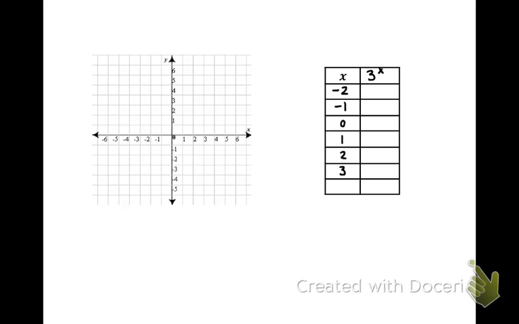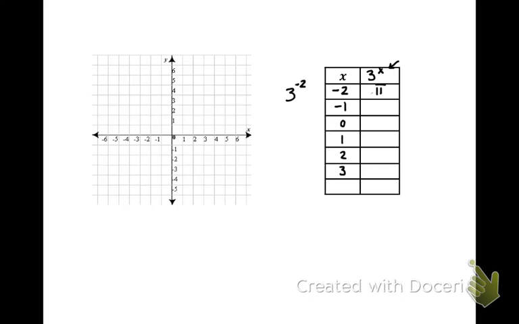So what you do is you take your x values here and you plug them in the exponent. So you put -2 in for the exponent of 3. So 3 to the -2 power, and you put the result in the y column. So that is 0.11 repeating.